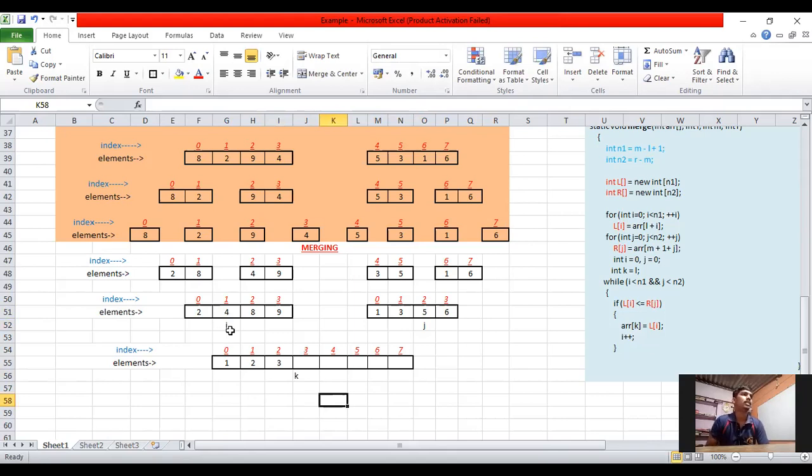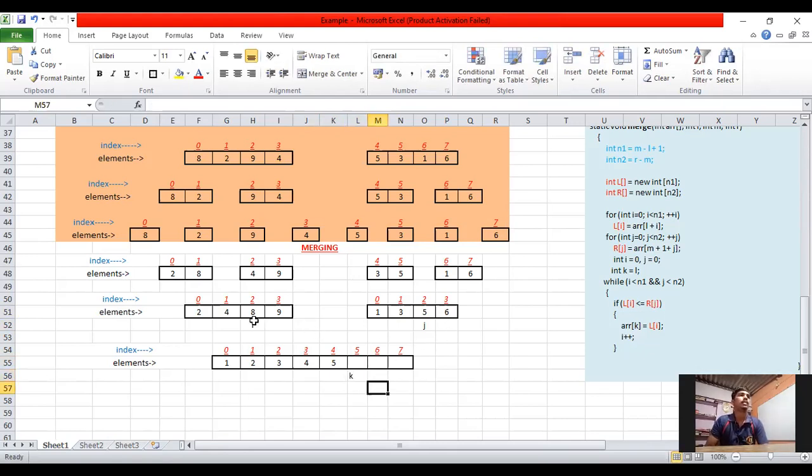After that we check i. So 4 is less than the jth element, so the left hand side element is placed. So it is 4, and then we do i plus plus. After that, k plus plus. Again we check the ith element of the left hand side and the jth element of the right hand side. So here we get 8 and 5. So 5 is less, so 5 is placed. Then k plus plus.